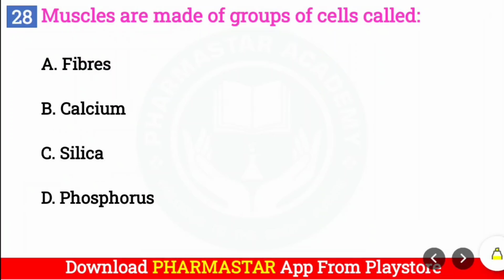Next question. Muscles are made of a group of cells called option A fibers, B calcium, C silica, D phosphorus. The correct answer is option A, fibers. Muscles are composed of thousands of fibers, muscle cells also known as muscle fibers. Correct answer is option A.